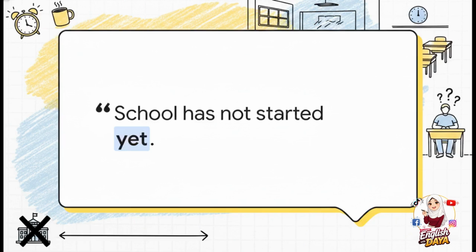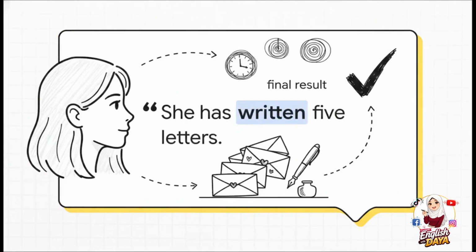This is a perfect example of an action that is still going on right now. The state of not starting continues right into your present moment. While you're waiting for class to begin, you look over at your classmate. She's been incredibly productive to pass the time. You observe, she has written 5 letters.